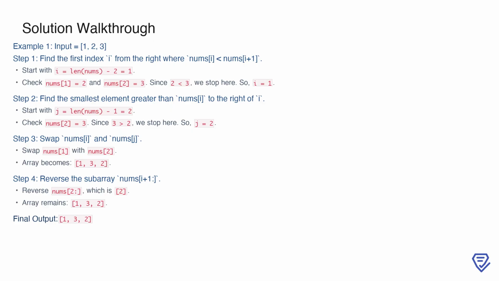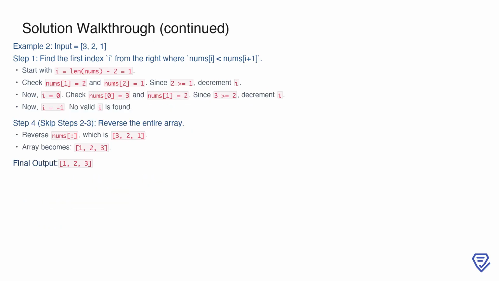Finally, we reverse the subarray starting from i plus 1 to the end. The portion to reverse is nums[2], which is just 2. Since reversing a single element doesn't change anything, the array remains 1, 3, 2. The final output for this example is 1, 3, 2.